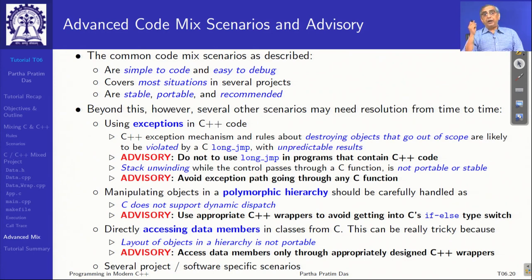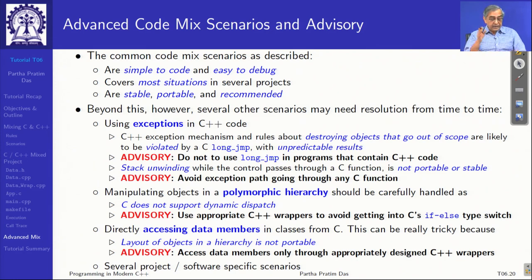Even for a polymorphic hierarchy, you will have to be very careful, because in a polymorphic hierarchy, that is when you have virtual functions, you need a dynamic dispatch, as you have learned in the module. You can handle that by a C++ wrapper, but as you can see, now you will have all different wrappers for all different object types and so on, and you will have to handle that in C, and that will become kind of an if else switch, which is what you do not want.